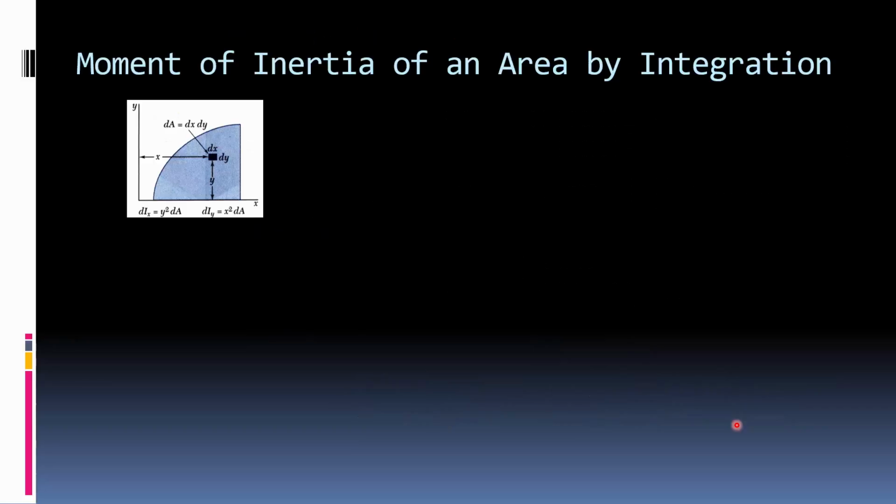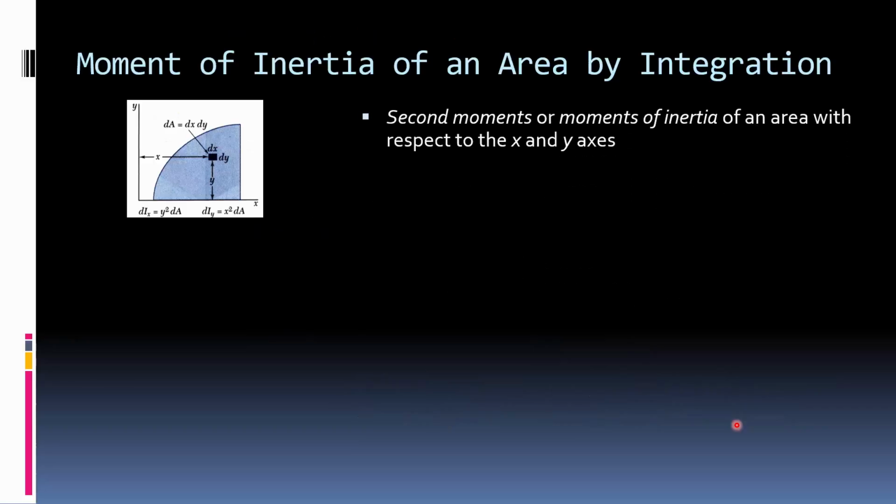The moment of inertia of an area. Second moments are moments of inertia of an area with respect to an axis. That's what we're going to call them, the moments of inertia with respect to an axis. Again, it's important: it only makes sense to talk about moments of inertia if you are talking about them with respect to some axis. It's only with respect to an axis. So the moment of inertia with respect to the x-axis, Ix, is the integral of y squared dA. Iy is the integral of x squared dA.